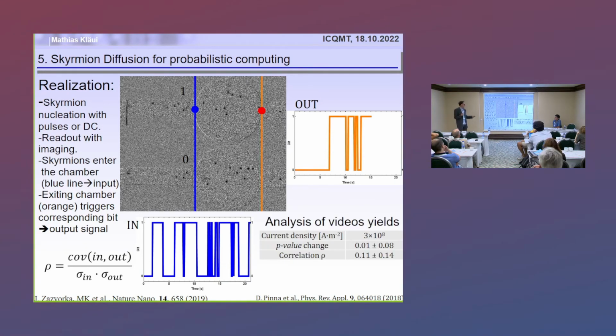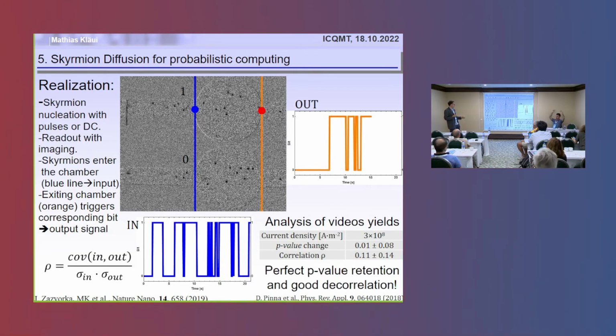And if you calculate the p-value change, it's negligible, meaning that all the skyrmions that enter here, exit here, so no skyrmion got lost, but the correlation is down to 11%. So that's really good. We've nearly completely decorrelated the input stream into an output stream while keeping the total number, i.e. the represented value, the same.